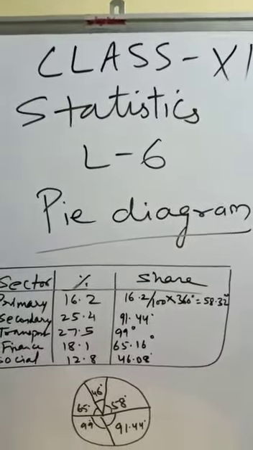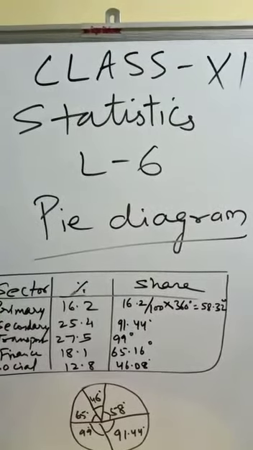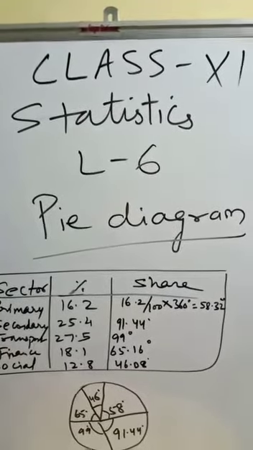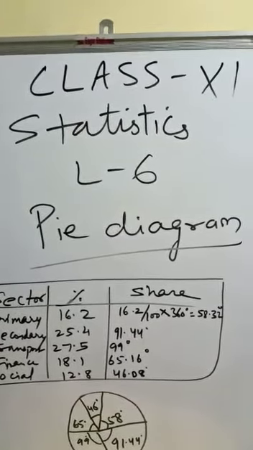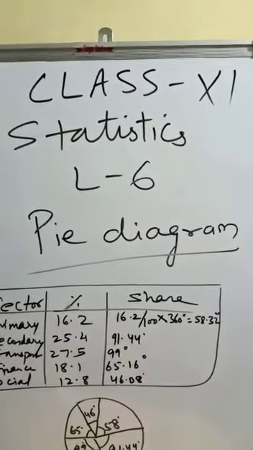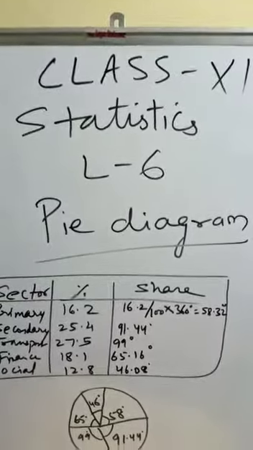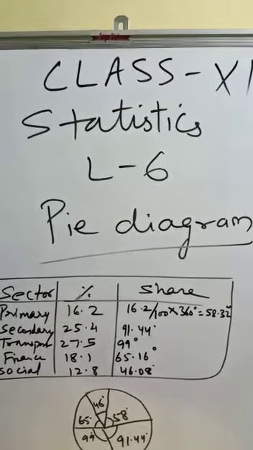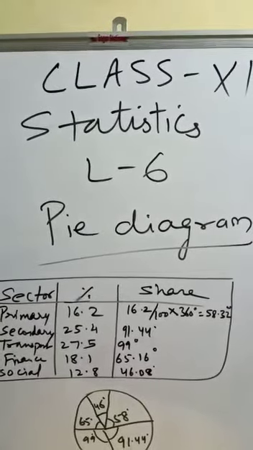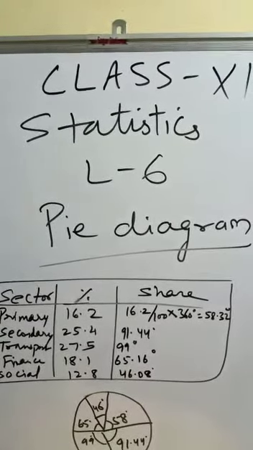Students, we are continuing with class 11, sixth chapter of statistics, and today we are going to discuss the pie diagram or circular diagram. A pie diagram is a circle divided into various segments showing the percentage value of a series. This diagram does not show absolute values.